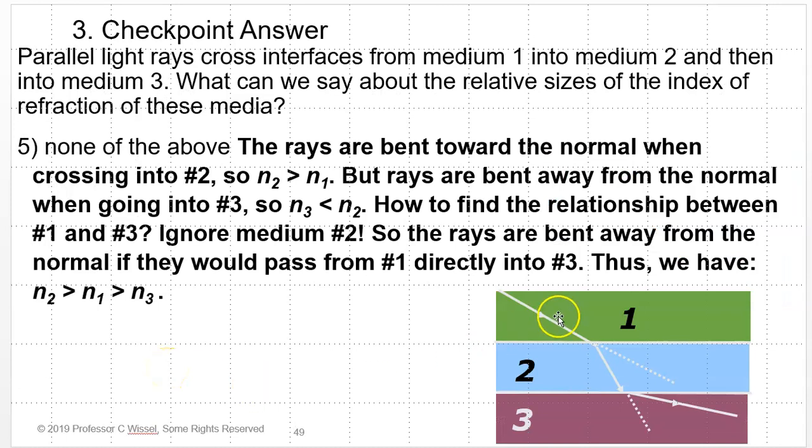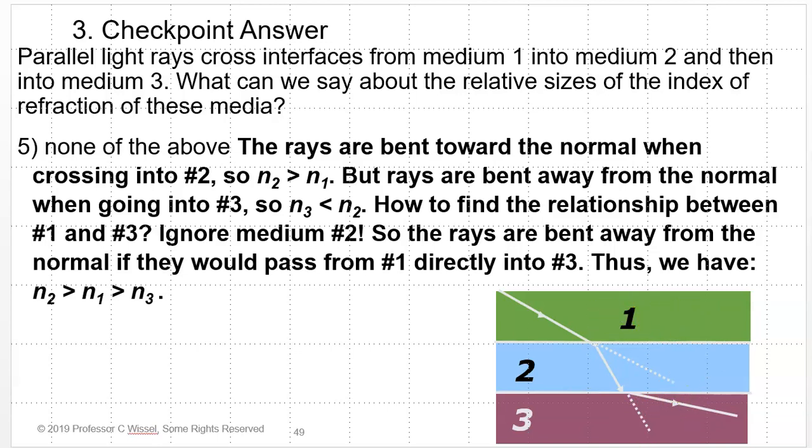So the first thing you want to do is look at 1 and 2. The light rays are bent toward the normal when crossing into 2. That means N2 is greater than N1. This is the faster medium, that's a slower medium. So the light compensates for that by bending toward the normal to take a shorter path. And they're bent away from the normal when going into 3. So N3 is less than N2. So we know that much.